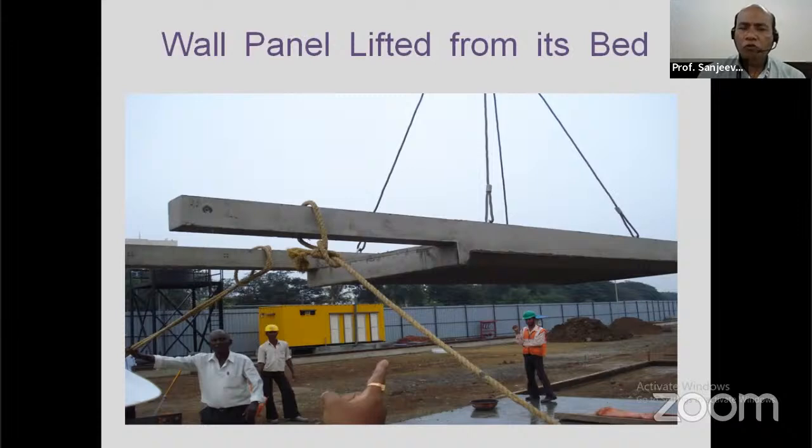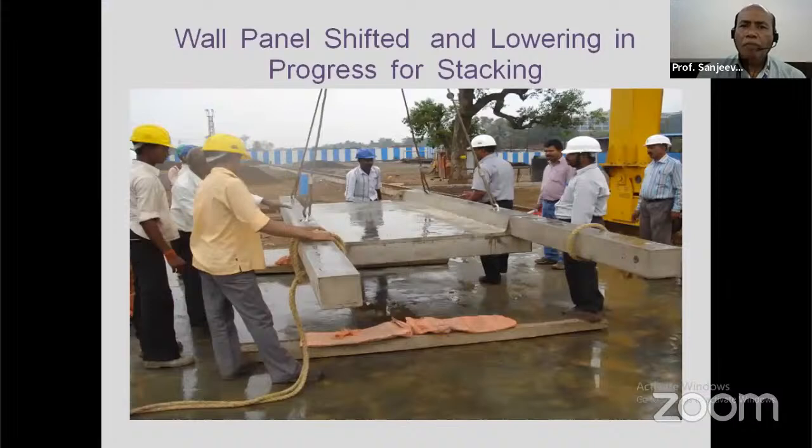So this is one of the actual photographs of the work in progress. Wall panel shifting and lowering in progress. From the precast wall mold, the panel was lifted, and now it is being lowered for stacking. On the wood beam, it is now lowered and it will be stacked in a horizontal position.